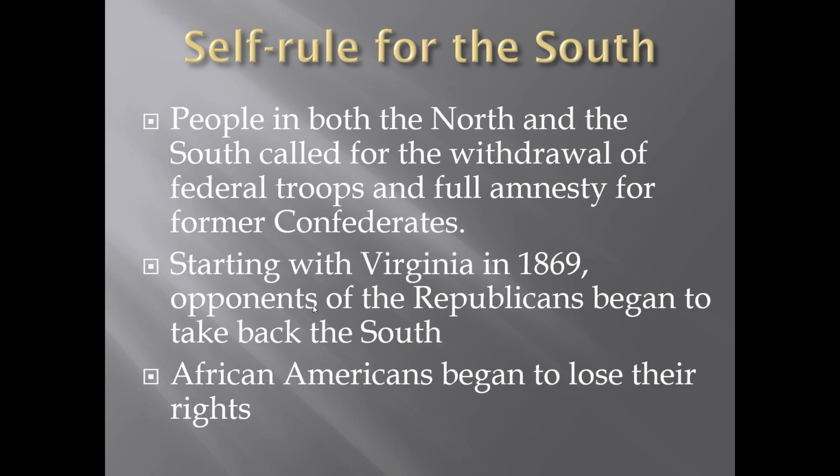So by this time, they kind of want things to get back to normal. They want the military to be taken out of the South and let the southern states get back to normal and become states that are part of the United States again. So starting in 1869, we're going to start to see a shift, and the Republican Party is going to start to lose their stronghold in the South. As this is going on, we're also going to start to see that African Americans are going to start to lose the rights that they just got.